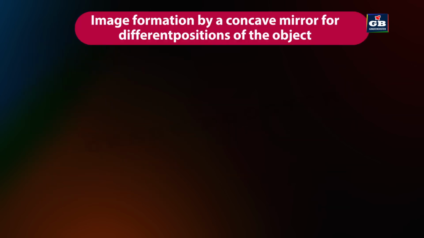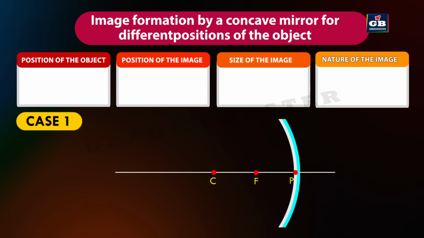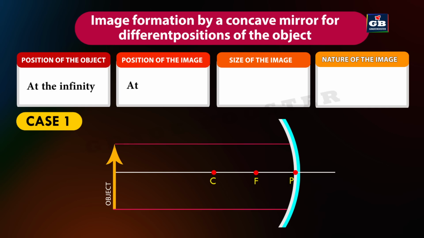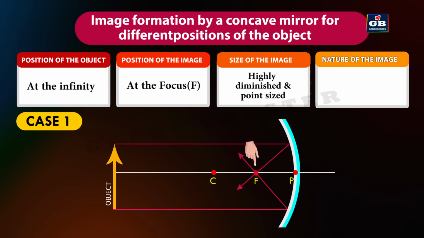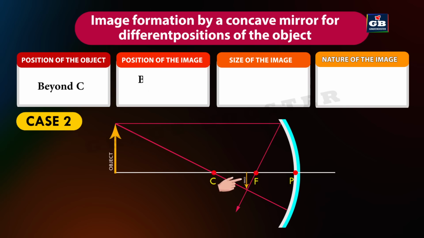Image formation by a concave mirror for different positions of the object. Case 1. If the position of the object is at infinity, the position of the image will be at the focus F. The size of the image is highly diminished and point-sized. The nature of the image is real and inverted. Case 2. If the position of the object is beyond C, the position of the image will be between F and C. The size of the image is diminished. The nature of the image is real and inverted.